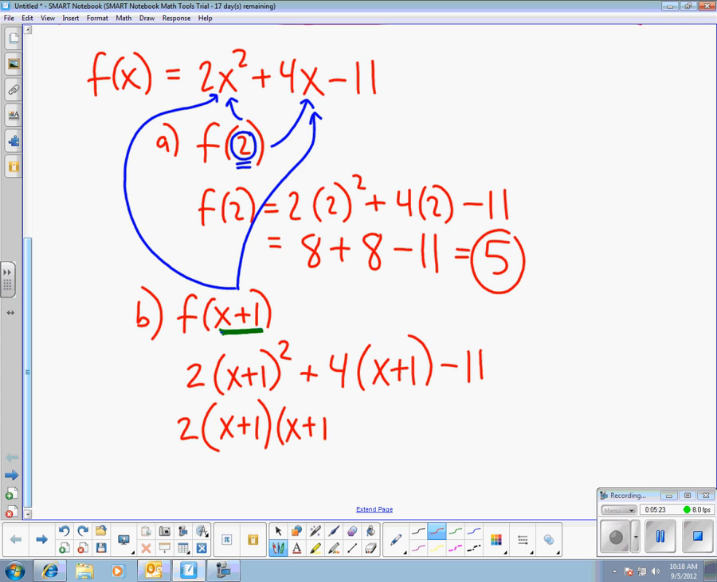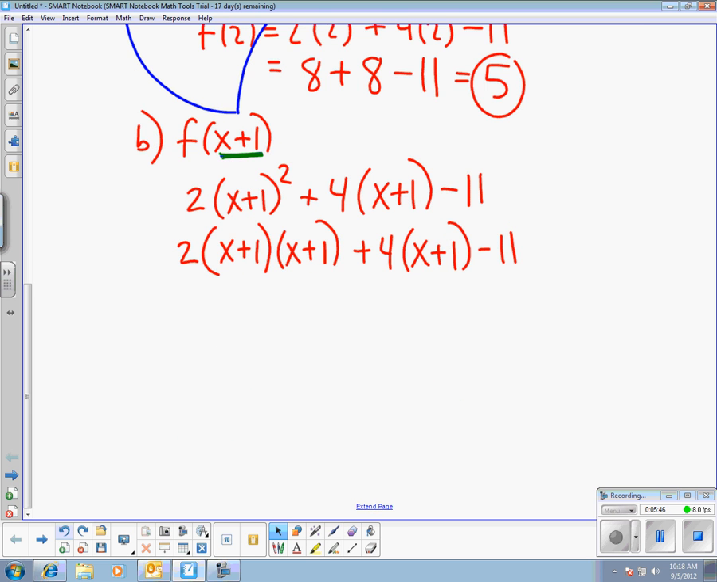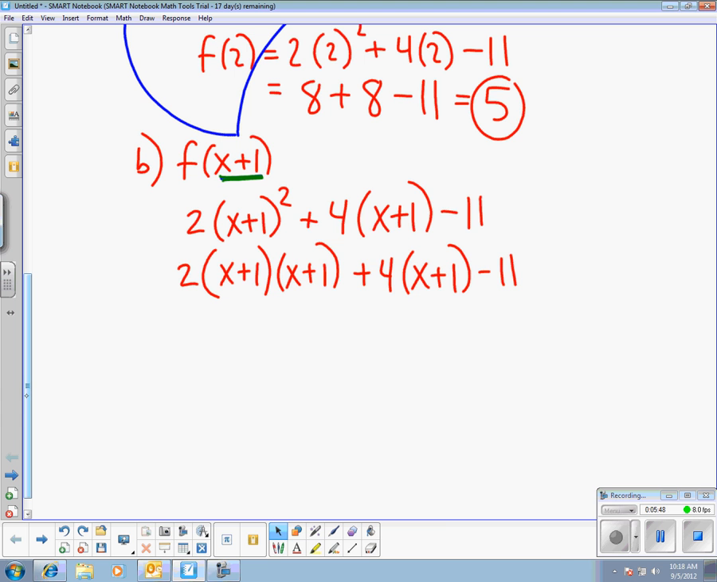When you square something, the most common mistake I see in every class I teach that's Algebra 2 or above is people want to distribute this squared over those parentheses. The big no-no. You cannot distribute squared over parentheses. You write it twice and FOIL it out. If you can FOIL it in your head, then good for you, but if not, write it out twice. FOIL it.